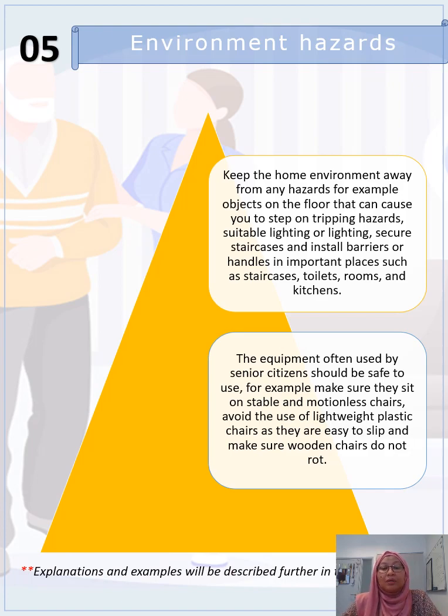Okay, so these are the areas that we can consider they frequently visit or use, right? The equipment often used by senior citizens or the elderly should be safe to use. For example, make sure they sit on stable and motionless chairs. Avoid the use of lightweight plastic chairs as they easily slip, and make sure wooden chairs do not rot. Okay, so use stable furniture so that they will be sitting in a stable position, to prevent falling.